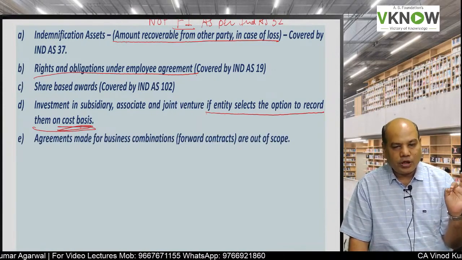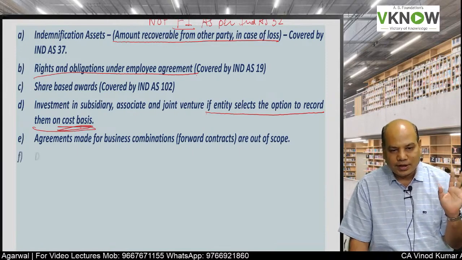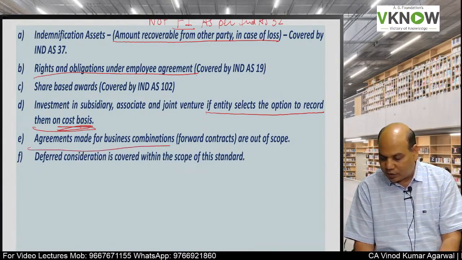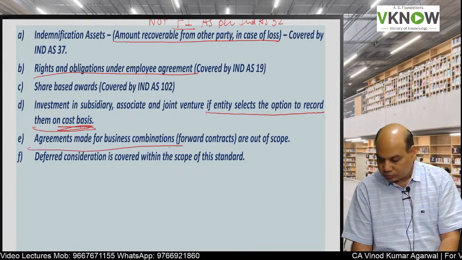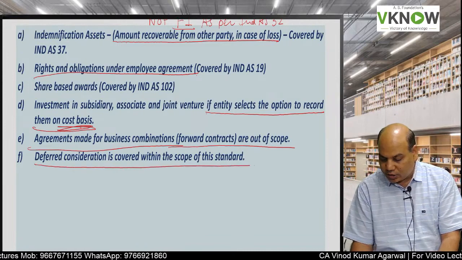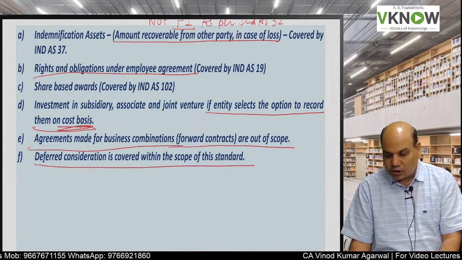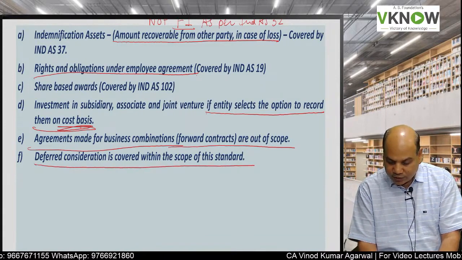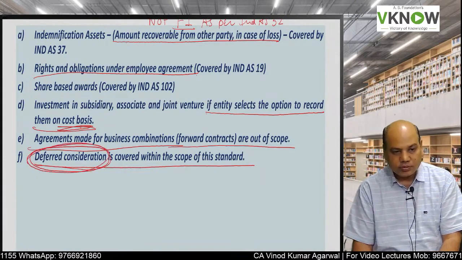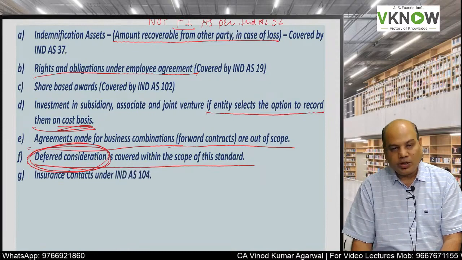If they are recorded on cost basis, this standard is not applicable. Then agreements made for business combination are out of the scope. Deferred consideration is covered within the scope of this standard. Deferred consideration means consideration payable at a later date will be covered.